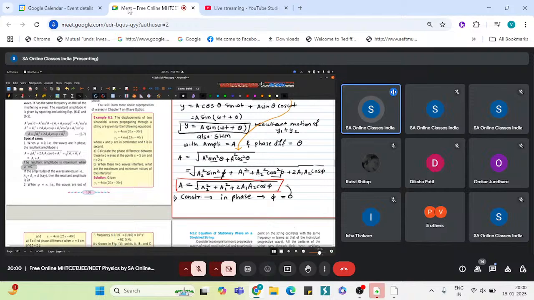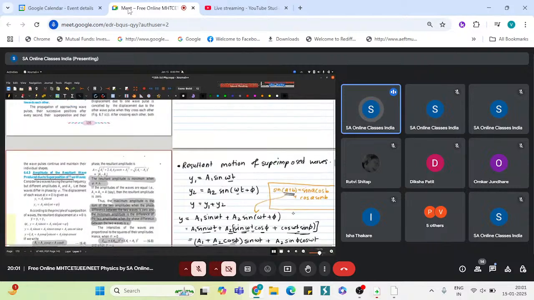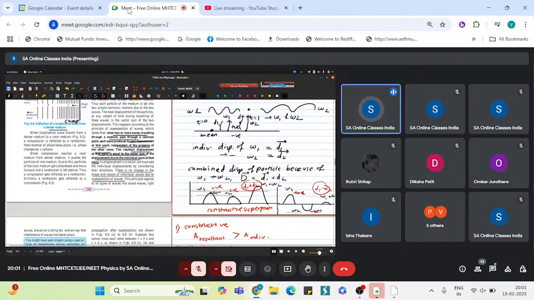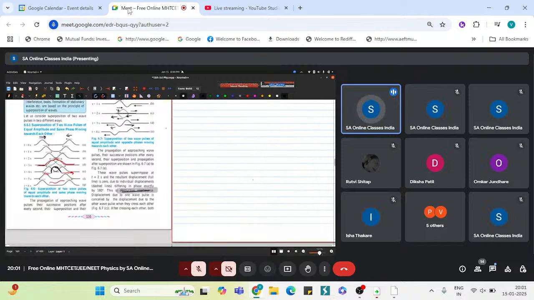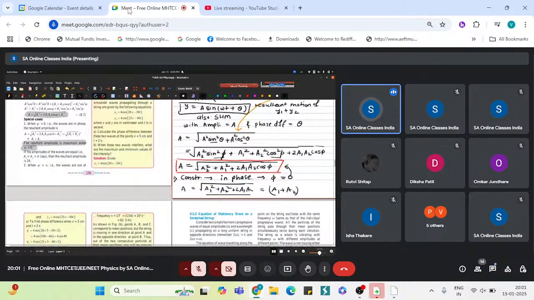So if we put this phase difference 0 here, we will see that cos of 0 is 1, and so the resultant A is just going to be equal to a1 square plus a2 square plus 2a1 a2, and this whole thing is just going to be (a1 plus a2) whole square. Then taking the square root of that we are going to get a1 plus a2. So this is what I had written over here. The displacements are just going to be the sum of individual displacements in case of constructive interference.